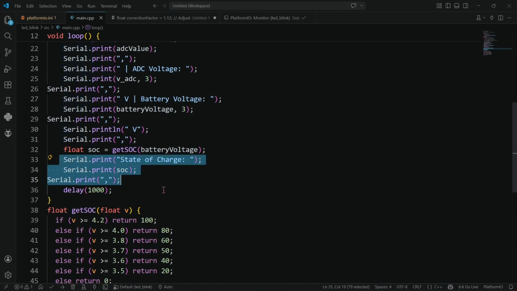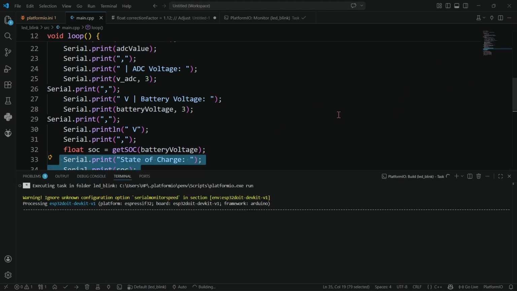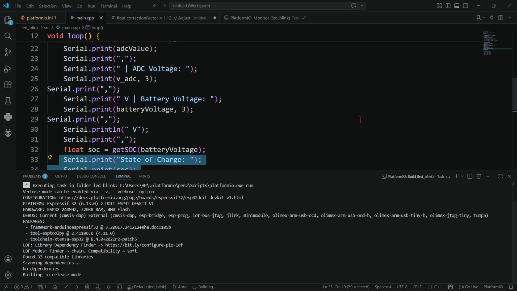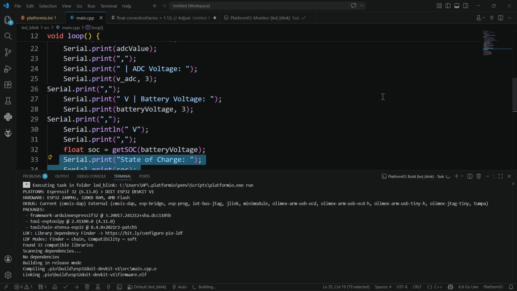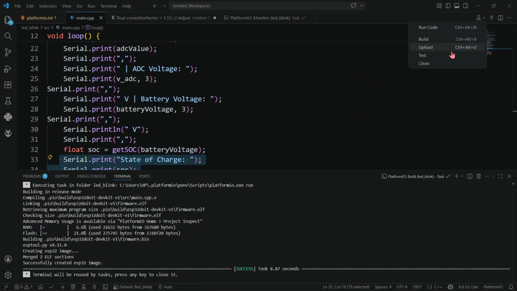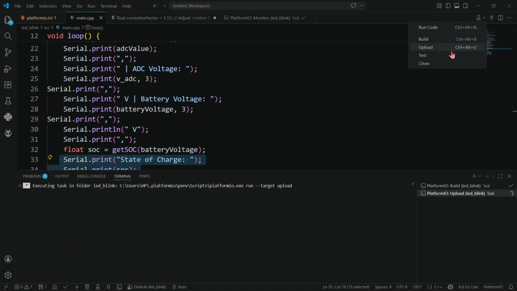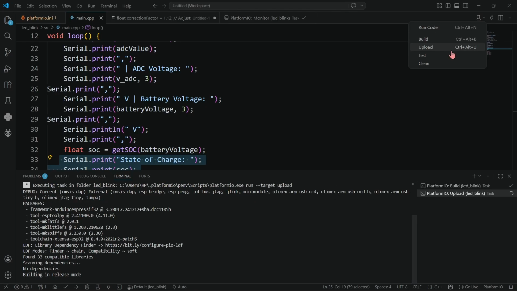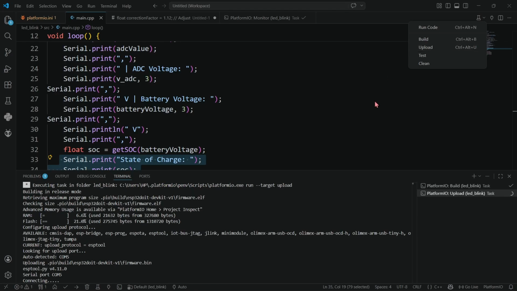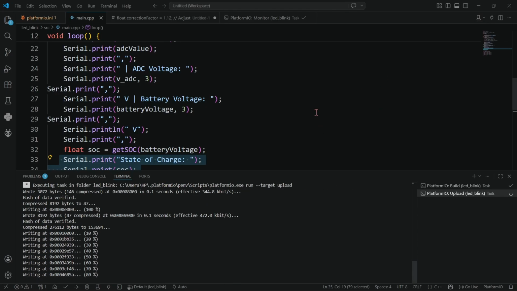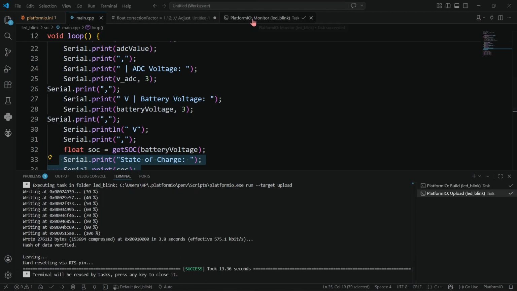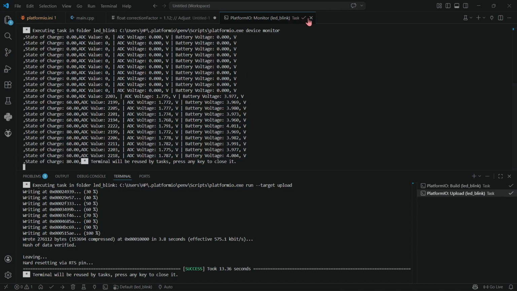Okay, so let's dump the code and see what happens. First we are building the code. Code is successfully built. Now we load the code. The code is successfully uploaded. Now we open the serial monitor.